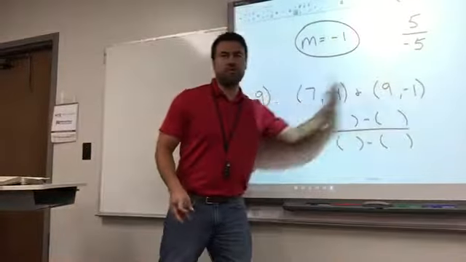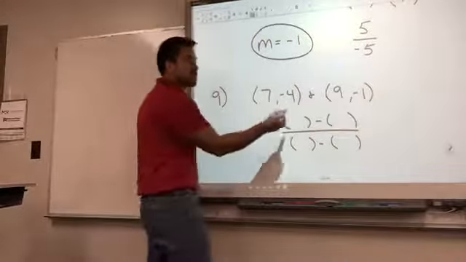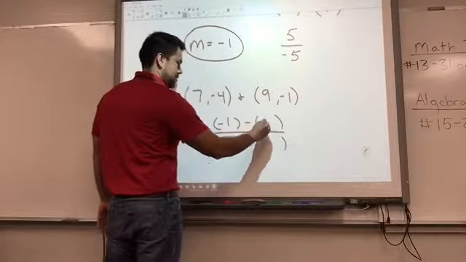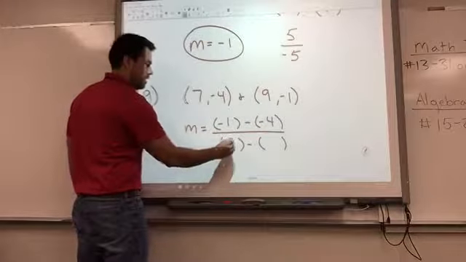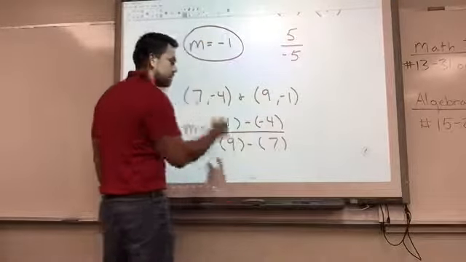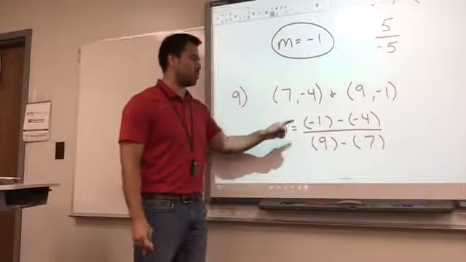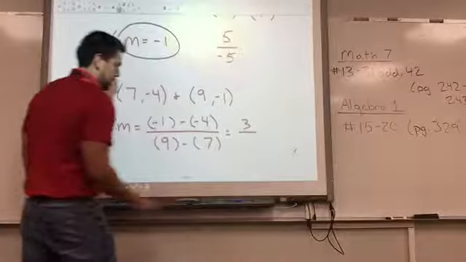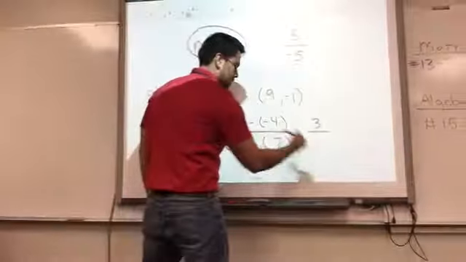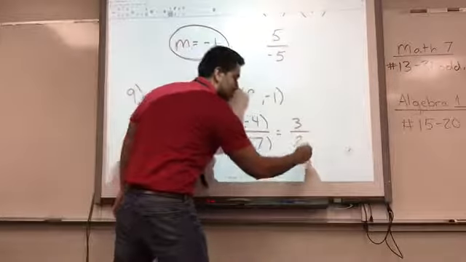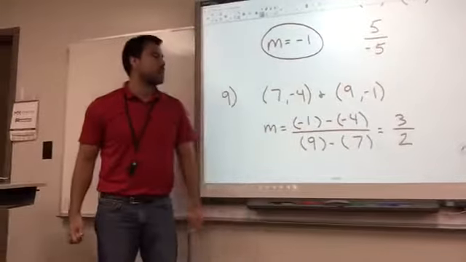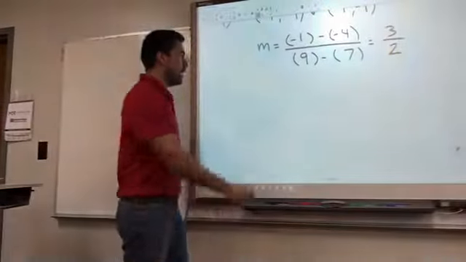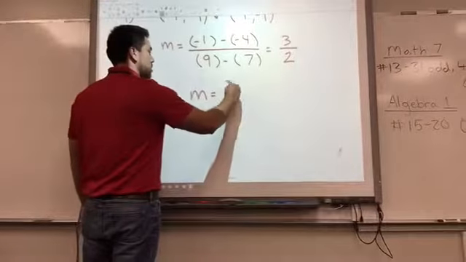Okay, if you're going to just go in order here, what's your y sub 2? Y sub 1? X sub 2? 9. X sub 1? 7. All right, so these are the numbers that you're subtracting in this order. -1 minus -4, 3. And 9 minus 7, 2. Listen carefully. Your answer is m equals 3/2.